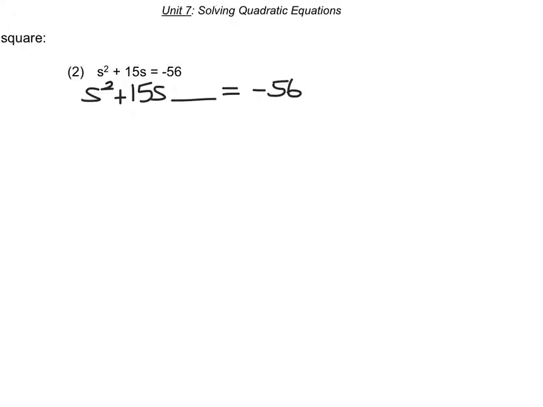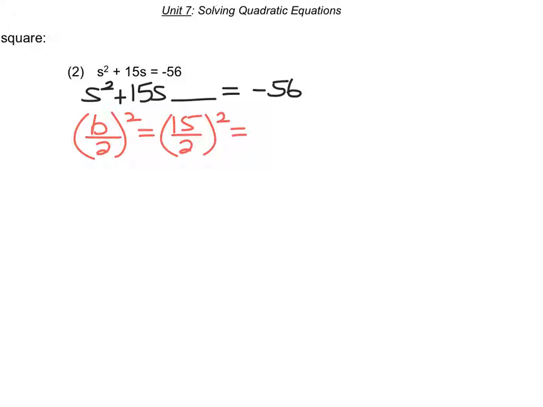Again, the steps are to get you started. When you do a problem involving completing the square on a quiz or a test, you're not going to be given the steps. You've got to know. So I've got to figure out b over 2 squared. The b value is 15, so 15 over 2, squared. Now, 15 over 2 is going to be fractional. I don't want decimals here.